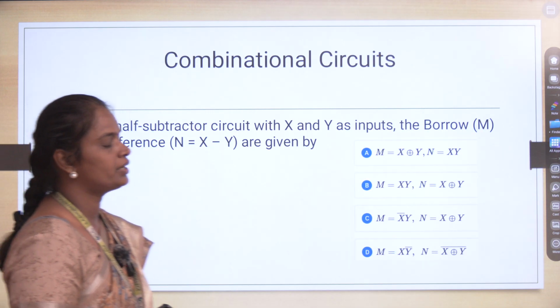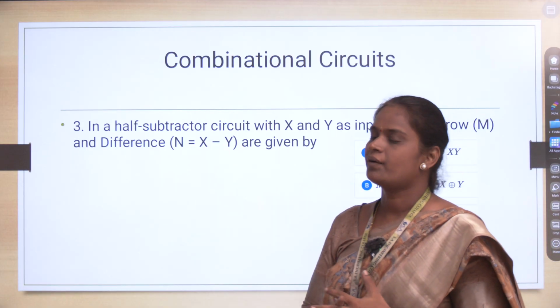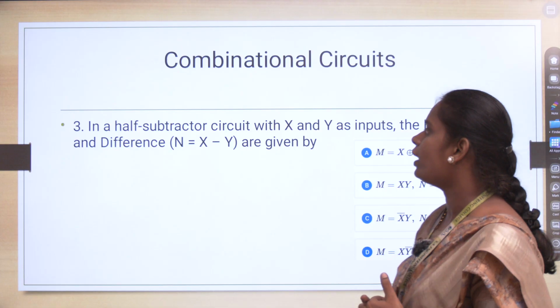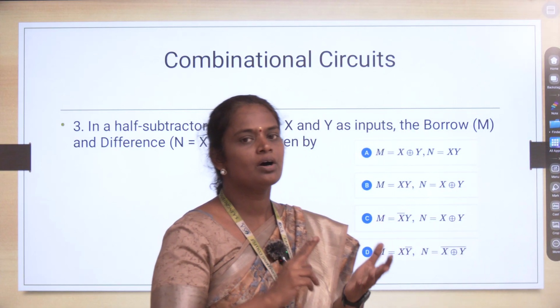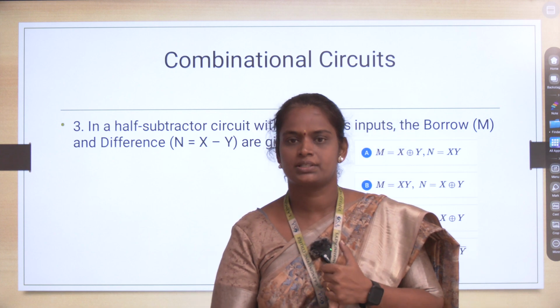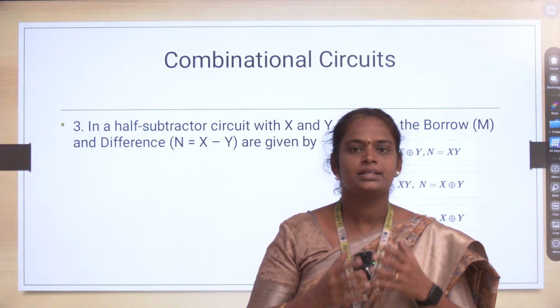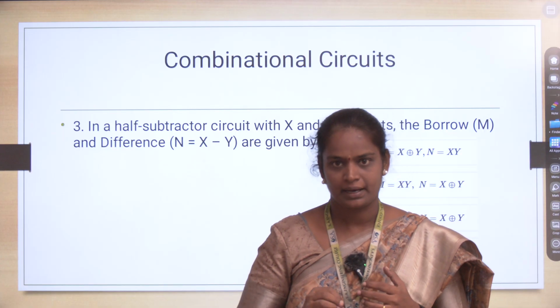Okay, the next question is a half subtractor question. In a half subtractor circuit with X and Y as the inputs, the borrow and difference are given by, there are 4 options. The half subtractor is a combinational circuit which is used to subtract 2 binary values. The outputs are difference and borrow. So borrow and difference are the outputs of the half subtractor circuit.